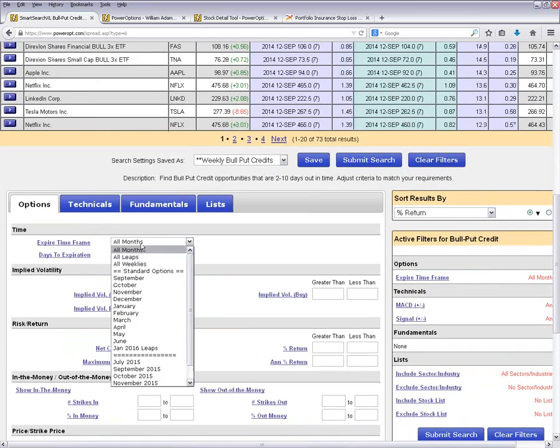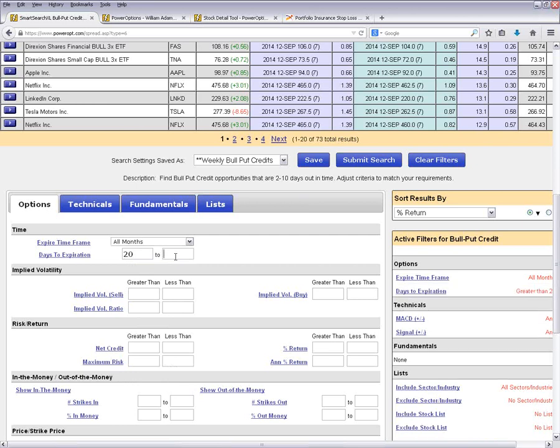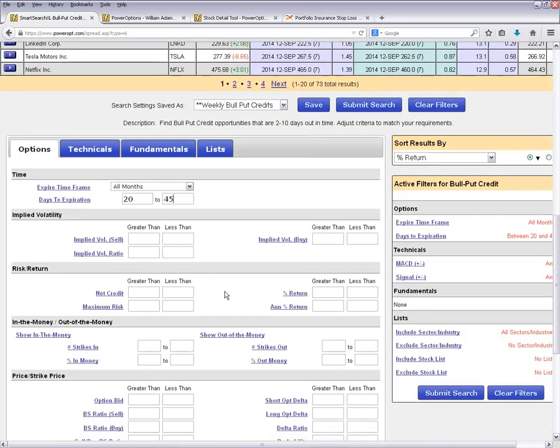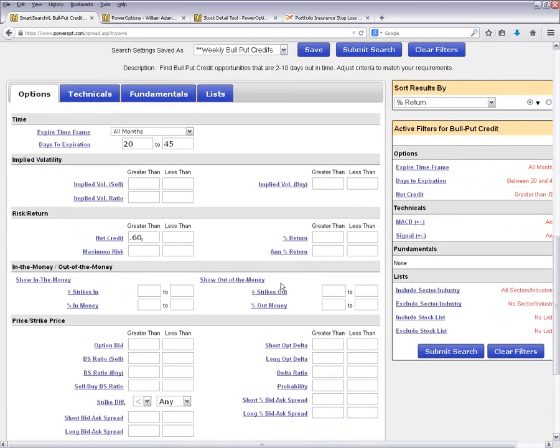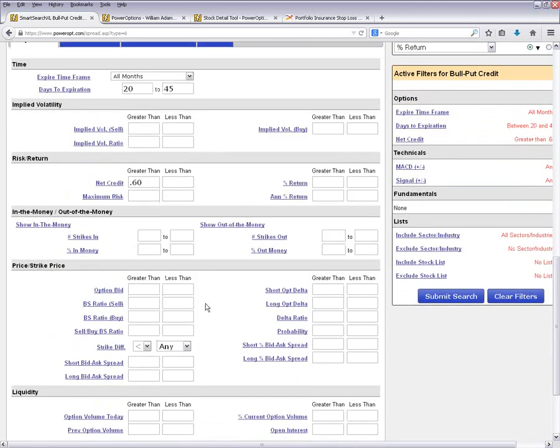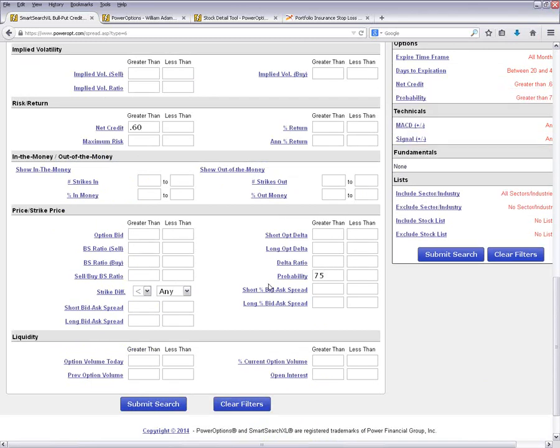So let's put in all months for our expiration time frame. I'm going to put in, what did I say? I'm sorry. Let's put in 20 to 45 days for now. So we'll see some of the 2-week out, 3-week out weeklies and so forth. My net credit, minimum of 60 cents. Not going to worry about out of the money because I'm still going to want to look for a high probability spread. So I'm going to put in a probability of at least 75.